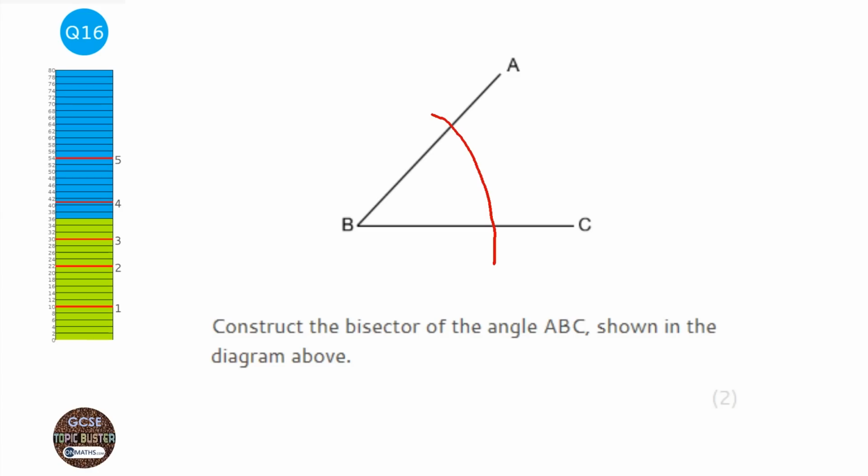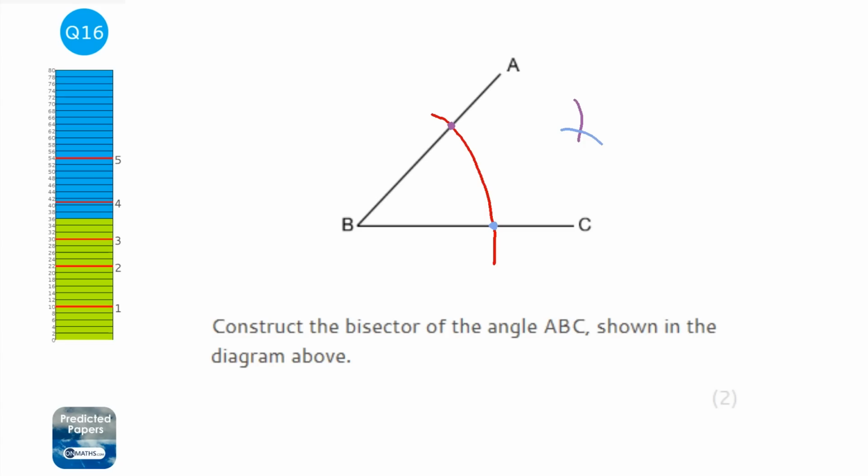Now from that arc you want to draw another arc, and normally use the same distance from where the arc you've just drawn hit line AB. So here, this point here. So we want to put our compass point there and draw another arc over here. Now we're going to do the same thing, but this time from where that arc hit line BC. And keep the distance the same, that's the important thing. So I'm going to keep the distance the same. I'm going to draw my arc there.